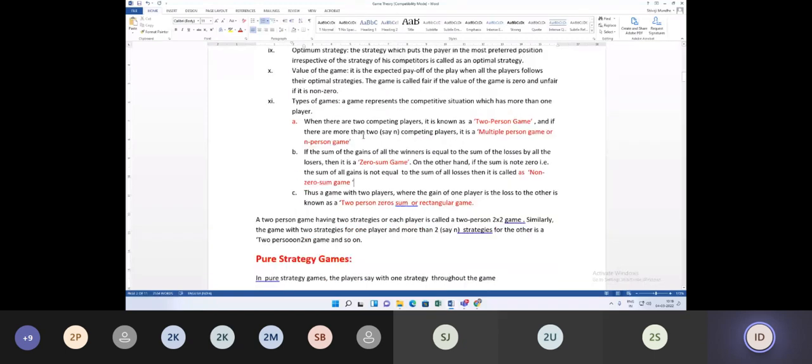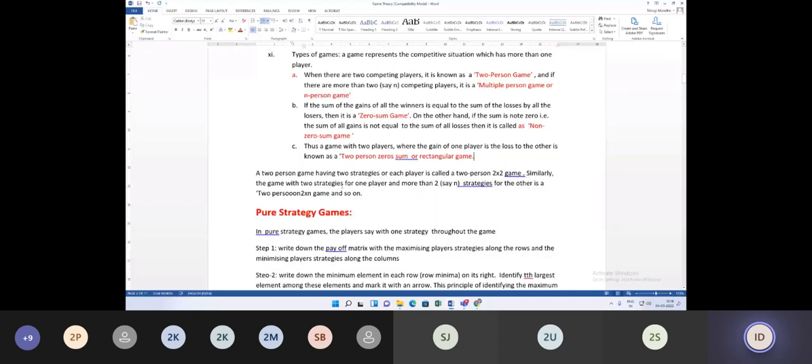Thus, a game with two players where the gain of one player is lost to the other is known as a two-person zero sum or rectangular game. A two-person game having two strategies for each player is called a two-person 2 by 2 game. Similarly, a game with two strategies for one player and n strategies for the other is a two-person 2 by n game, and so on. In a 2 by n game, there are two strategies for player A and n strategies for player B.